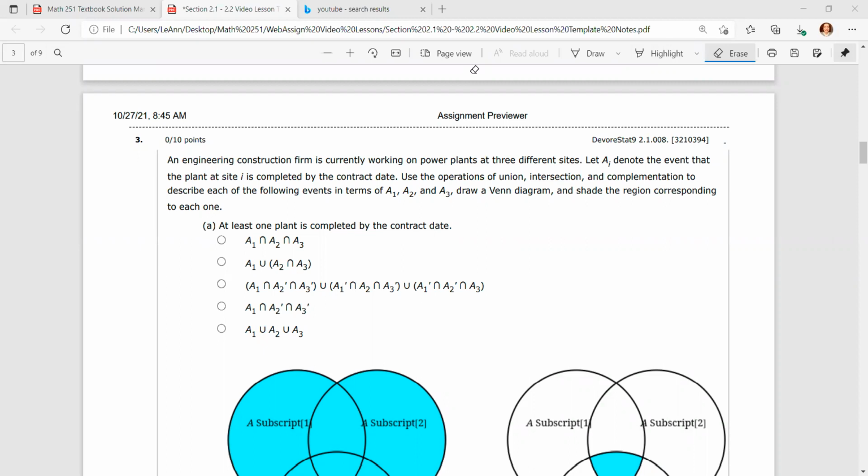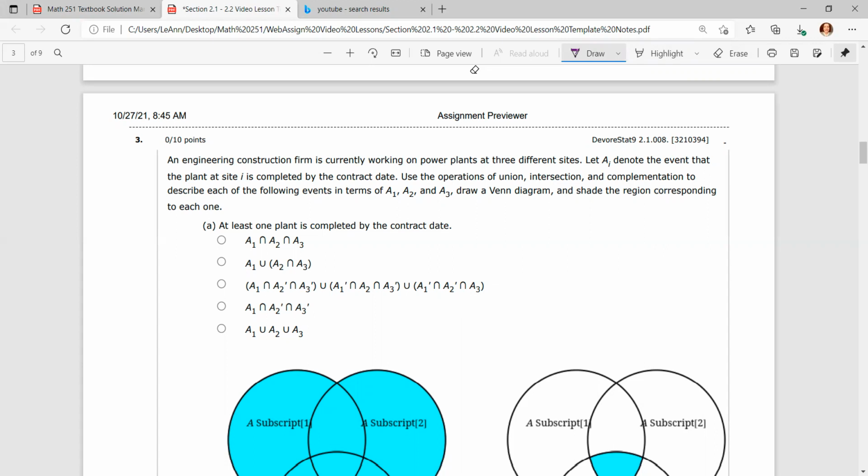It says, an engineering construction firm is currently working on power plants at 3 different sites. Let A sub i denote the event that the plant at site i is completed by the contract date. So it looks like we're measuring, are they completed or not? Use the operations of unions, intersections, and complementation, which means not something, so in other words, everything else in the universe but that item, to describe each of the following events in terms of A sub 1, A sub 2, A sub 3, which are our 3 power plants. Draw a Venn diagram and shade the regions corresponding to each one.